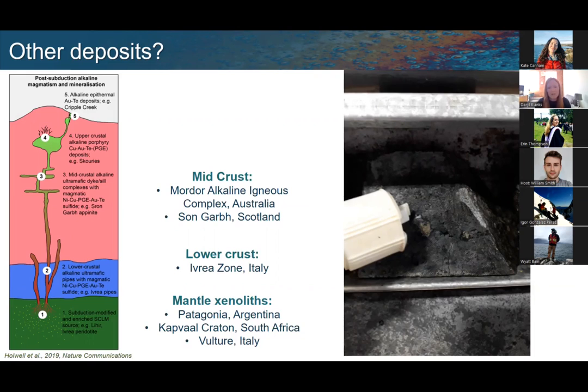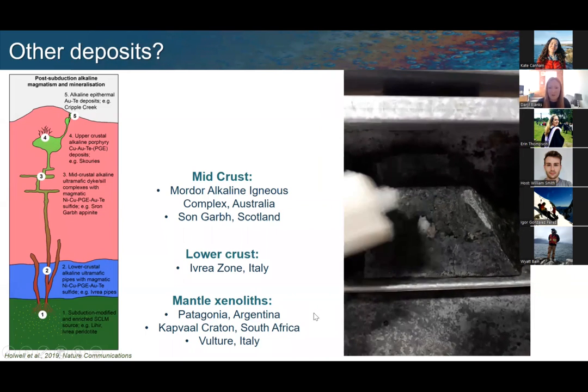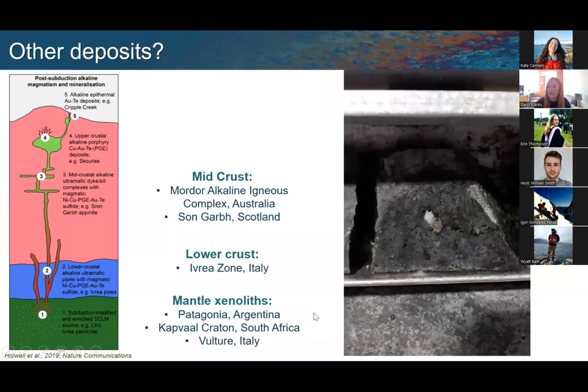Here are some of the examples that were mentioned more in the paper, from the mantle up into the crust. We've got some mantle xenolith samples, some from the lower crust, and examples up into the mid crust. Essentially what this involved was that every time we've seen a sulfide deposit, I now go up and down the crustal column to see where we're seeing carbonates with sulfides.